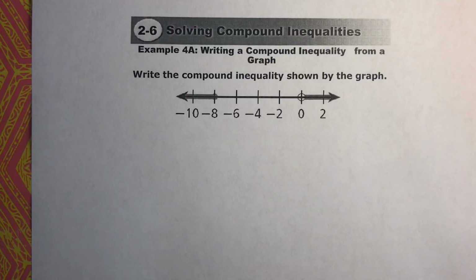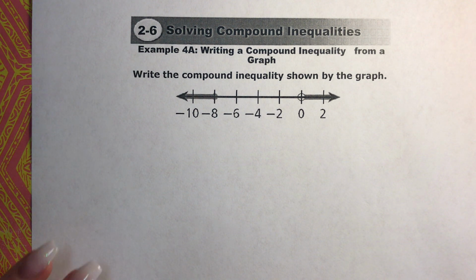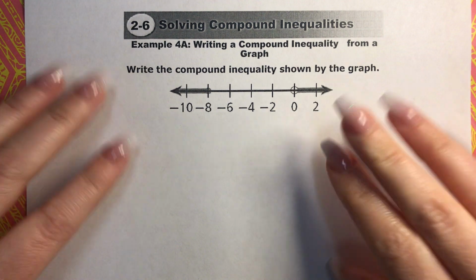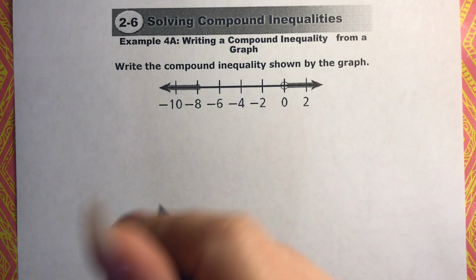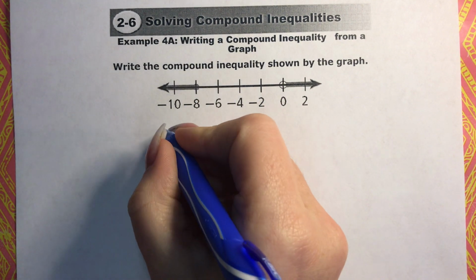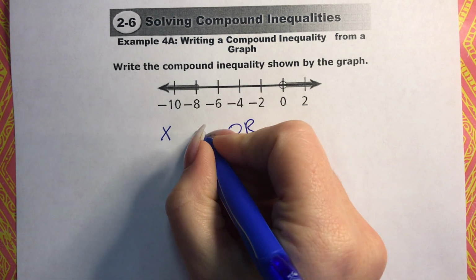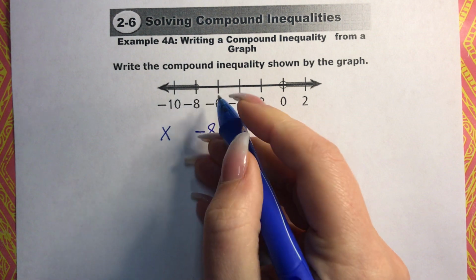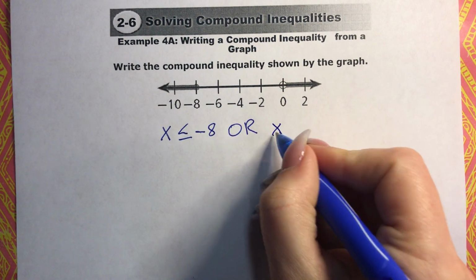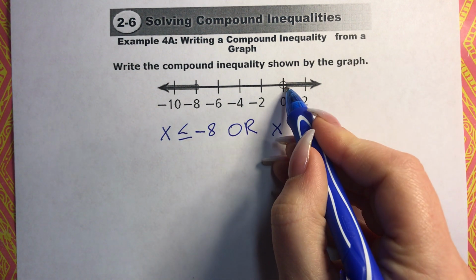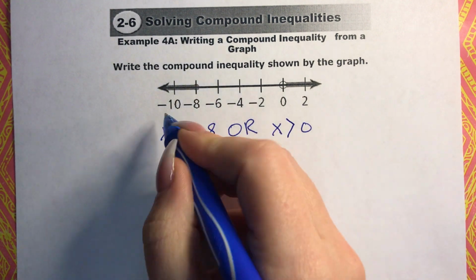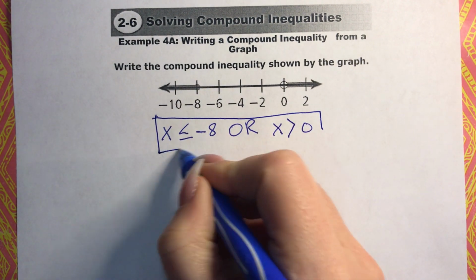All right, with that said, let's look at this. What shape is it? It is an or. You are right. So we have to write that word or. Then we write this one. I'm going to write x, and this is a -8, and it is x is less than or equal to -8. And then over here we have x and we have 0, and x is greater than, but not equal to 0, because it's an open circle. And there you have it. That's how you do it.